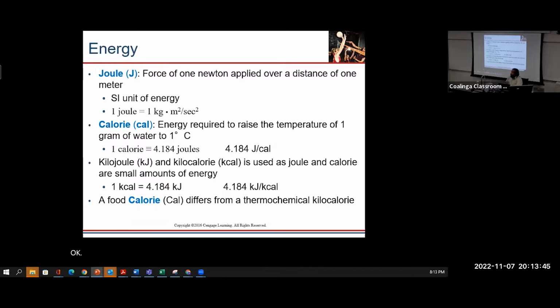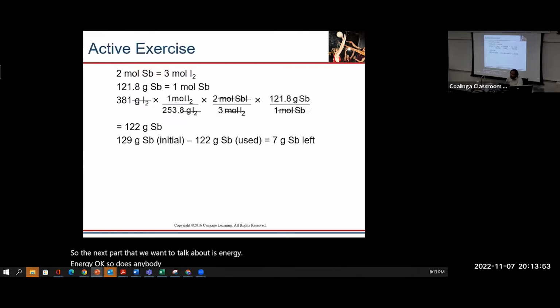So the next part that we want to talk about is energy. Does anybody know the definition of energy? That's from the very first part of the semester. What was that?